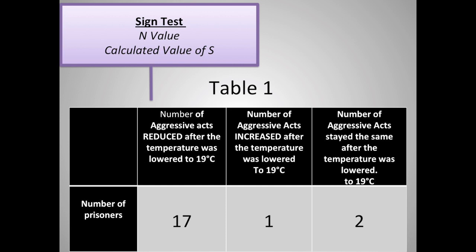I would also be able to work out the N value and the calculated value of S from the table. So the N value is the number of scores within the investigation, and we know that there were 20 prisoners who were selected to take part. However, 2 of the prisoners had the same number of aggressive acts after the temperature was lowered to 19 degrees C, so we removed those scores from the investigation. So 20 minus 2 equals 18, so N equals 18. The calculated value of S means that you add up all the pluses, which was 17, add up all the minuses, which is 1, and you take the least frequent sign. So the calculated value of S is S equals 1.